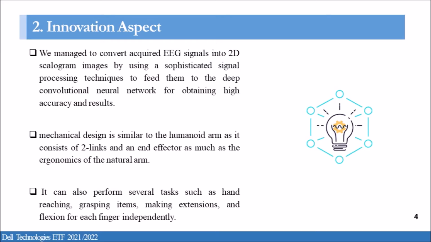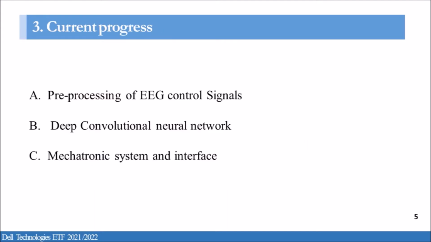On the other hand, our mechanical design is similar to the humanoid arm as it consists of two links and an effector, much closer to the ergonomics of the natural arm. Also, it can perform several tasks such as hand reaching, grasping items, making extension and flexion for each finger independently. According to our current progress, we'll talk about the following items.